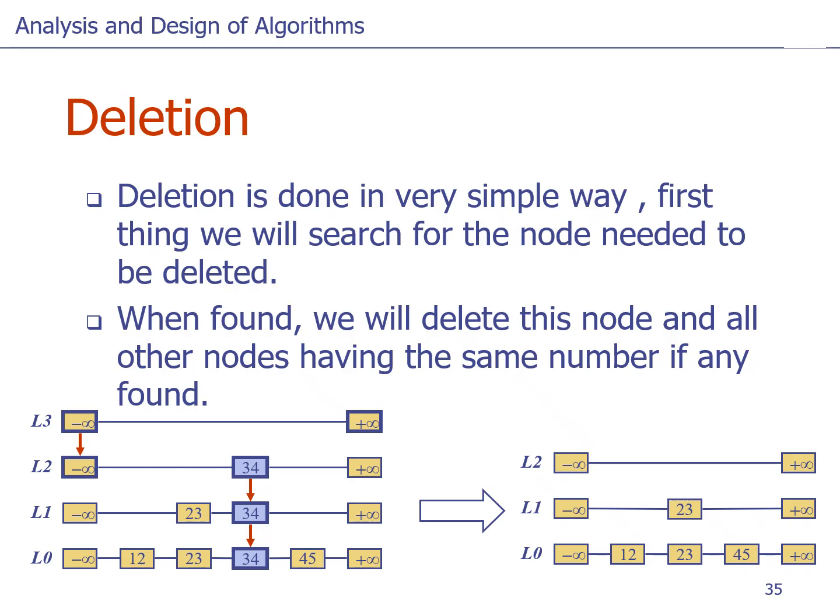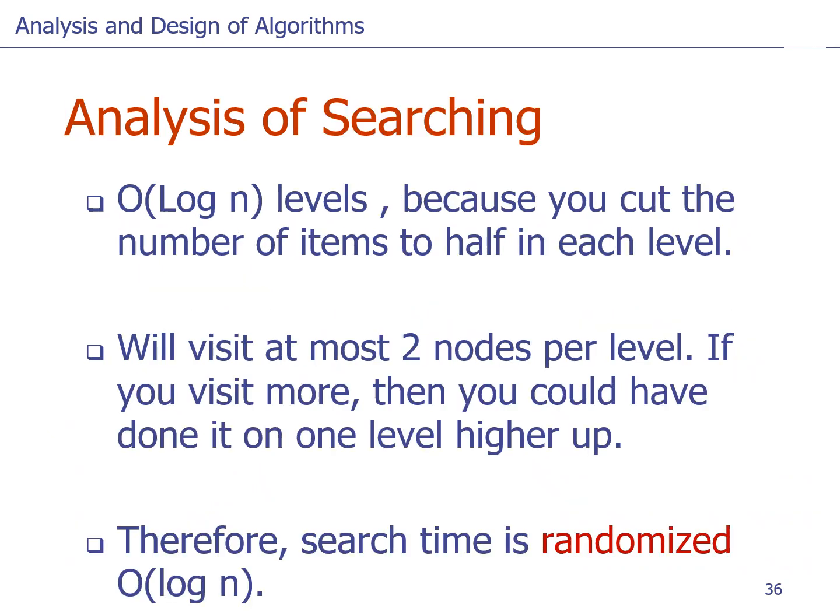Once I find this target, the job becomes easier. I will connect the node before and after the target I'm trying to delete, which is what you learned in the data structure course. So I connect the minus infinity of L2 to the plus infinity of L2. And then I go down 1 level, following the reference to the 34 in L1. I will connect the 23 to the plus infinity, and then I go down, following the reference again. I will connect the 23 to 45 in L0. And that's what you see over there.